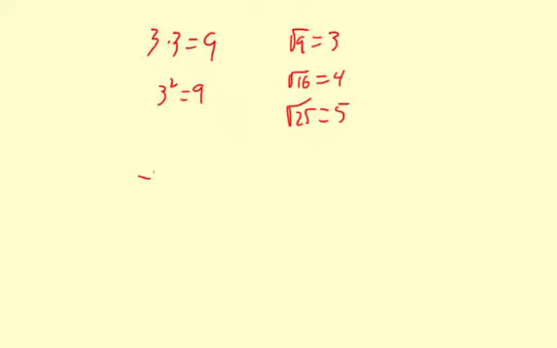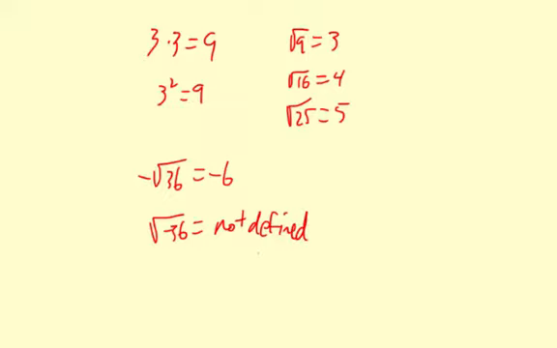Okay, now, there are such things as negative square roots. So for example, the negative square root of 36 equals negative 6. You do the square root first, the 6 times 6, and then you make it negative. But the square root of negative numbers is not defined in the real number system, because you can't take two real numbers and multiply them together to make negative 36. Because negative 6 times negative 6 equals 36.